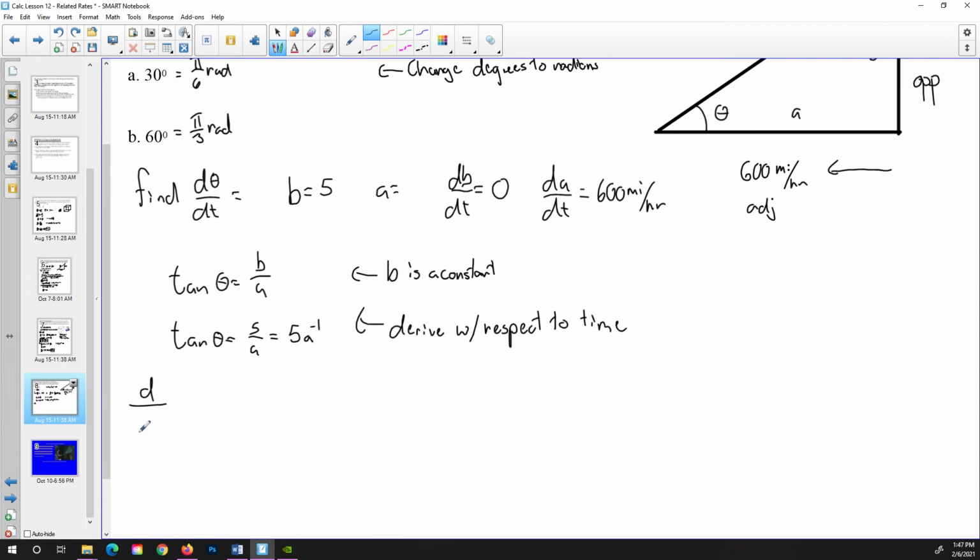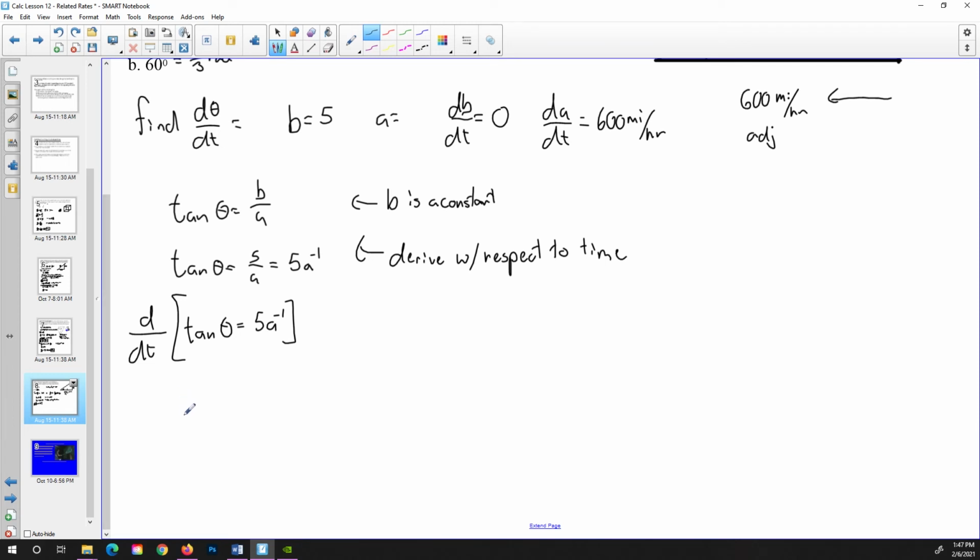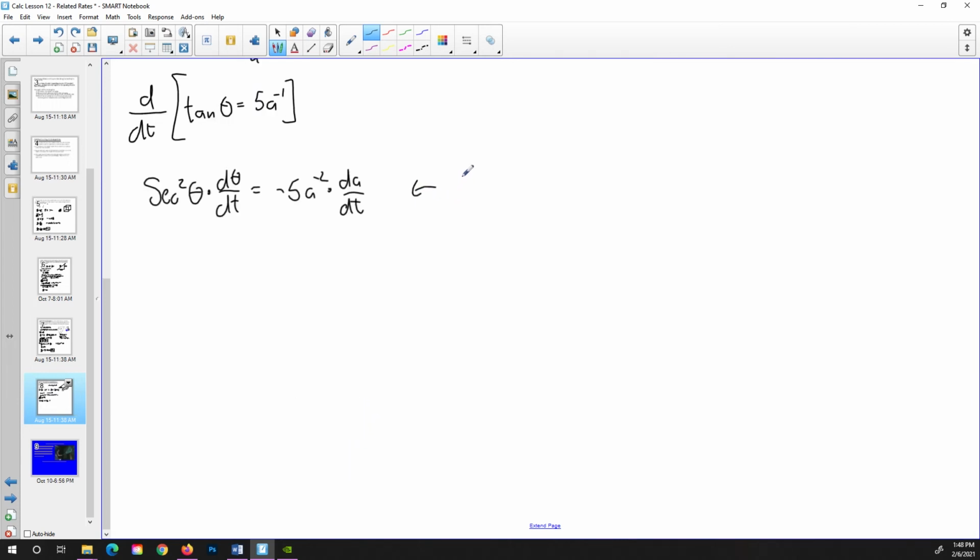And so if I go d over dt, tangent theta equals 5a to the negative 1, we will get the derivative of tangent, which is secant squared theta, and then we have to multiply that by d theta over dt because we're doing an implicit differentiation. Then we'll go negative 1 times 5 is negative 5a to the negative 2 times the derivative of a with respect to t.